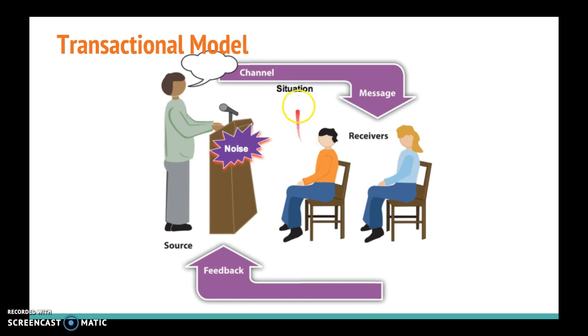Finally, we have the situation. The situation describes what's happening in this communicative instance. This includes things like the time and place in which speech communication occurs. And these things matter, right? The time and place that the speech happens matters. For example, you would speak very differently at a football game rather than in a church. At a football game, things are loud, so you might have to raise your volume in order to be heard.